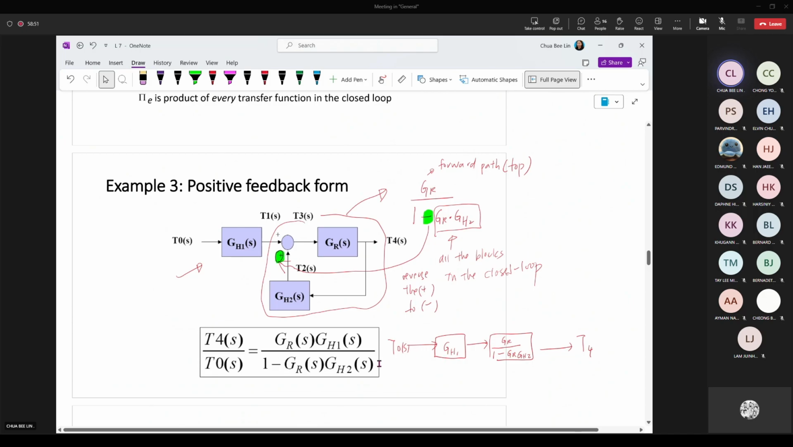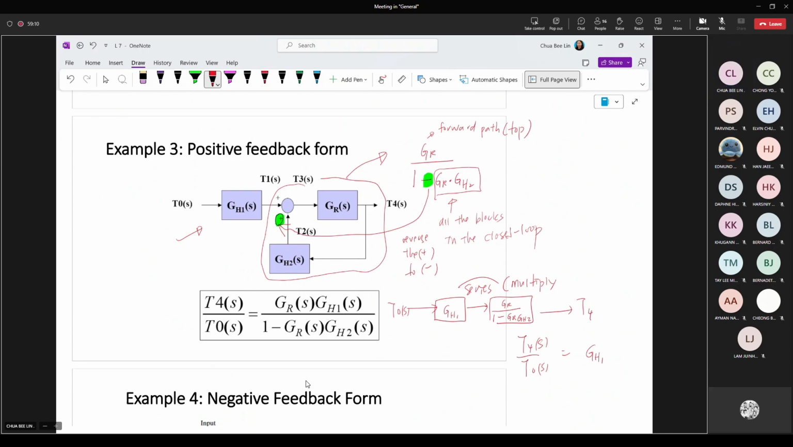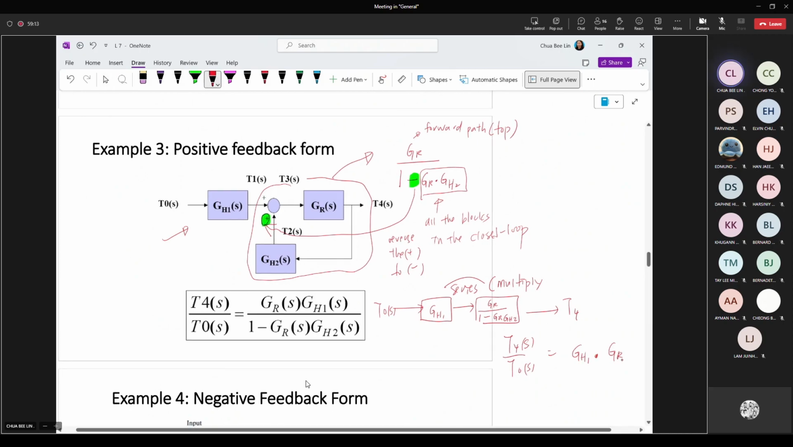So now you have this side by side. Further simplified, you're getting your output, which is T4 over the T0, as a function of S, of course. This one is in series, so multiplied. You'll be having GH1 multiplied with all this GR over 1 minus GR GH2. Then you will get this answer exactly the same. It doesn't matter, because A multiplied with B is exactly the same as B multiplied with A. So the arrangement of this one you can change. Like you can put GR multiplied with GH1, you will get the same answer.